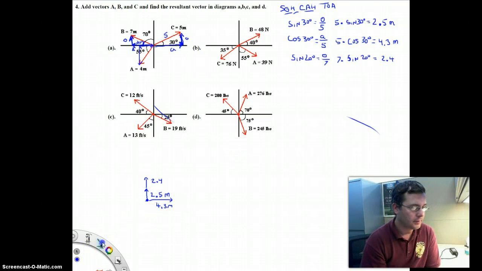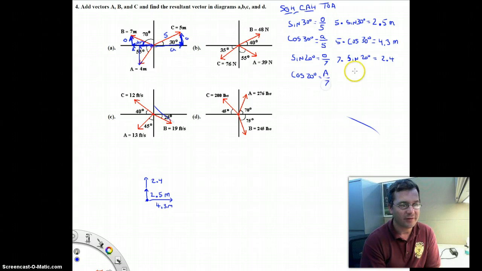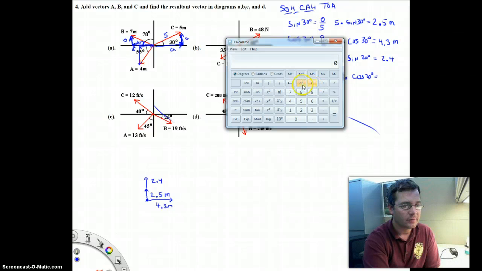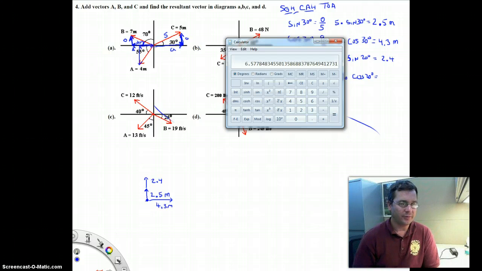Okay. Now let's look at that horizontal component. Horizontal component is the adjacent side, so we're going to use the cosine function. Cosine 20 degrees equals the adjacent side divided by 7, multiplying both sides by 7. 7 times cosine of 20 degrees is going to equal the length of that adjacent side, which will be the horizontal component here. So 20 degrees, we're in degree mode, cosine times 7 equals about 6.6.